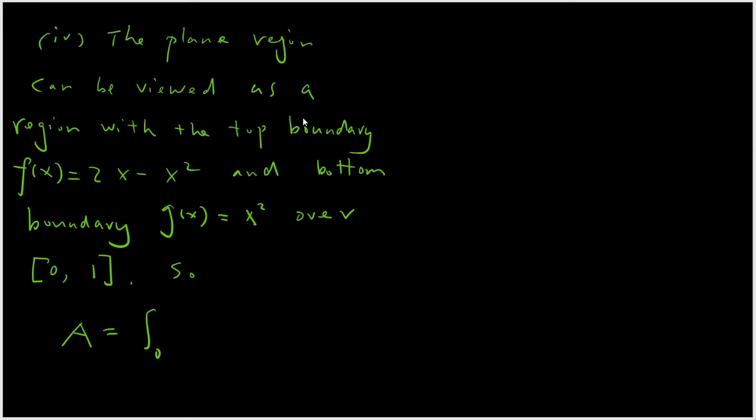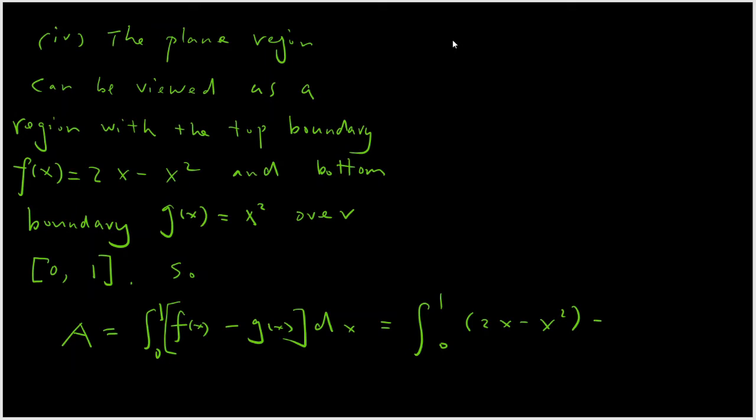The interval is from 0 to 1. I still use the notations f of x and g of x to make everything consistent with the formula. And then we plug in functions from 0 to 1. F of x, I believe it is here. F of x is 2x minus x squared. And the g of x is x squared.